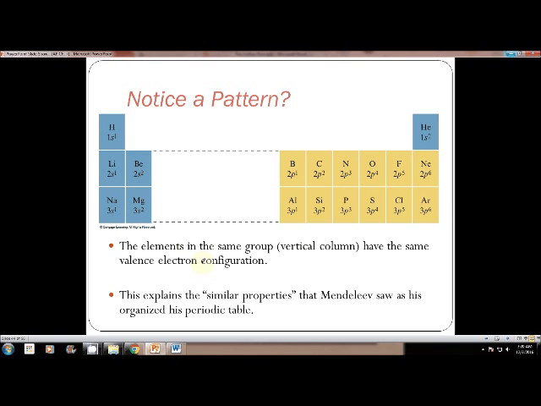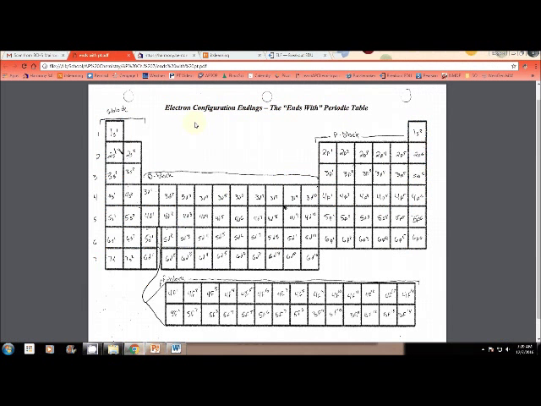Hydrogen had one arrow in the 1s, so it has an electron configuration of 1s1. Helium had 2 electrons in the 1s, so that is 1s2. Lithium had 1s2, but it also had 2s1, so it's ending with that. Are you noticing a pattern here? We could keep going and going, where we add 1 electron to the outermost orbital. This is very similar, and it explains the similar properties that Mendeleev saw when he was organizing his periodic table.